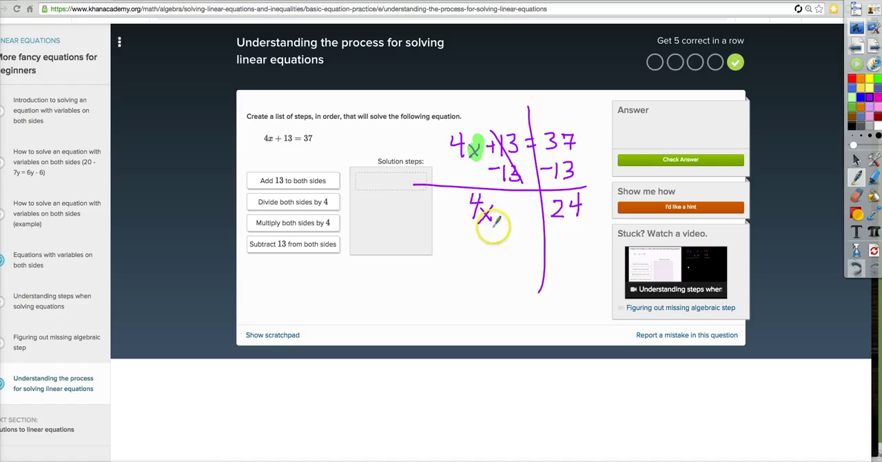So it says times 4x. Now to get rid of it, I need to use the opposite operation. So divide by 4. X is equal to 6. You can test it. 4 times 6 is 24, plus 13 is 37. So that should work. Now, to tell it what we did, the first thing we did was subtract 13 from both sides. And then we divided both sides by 4.